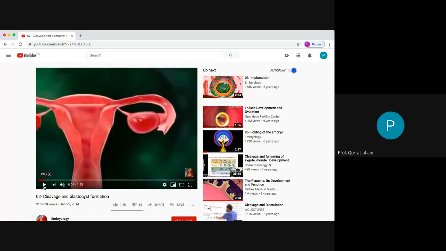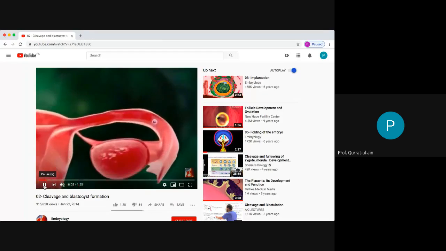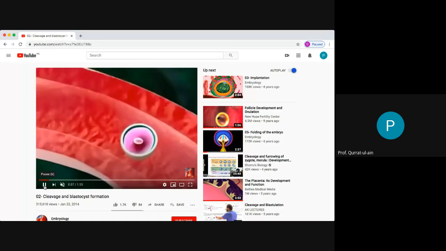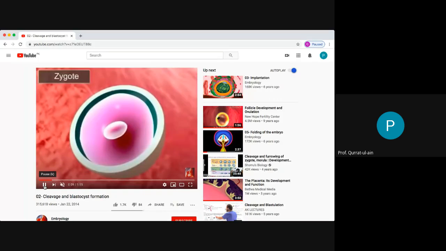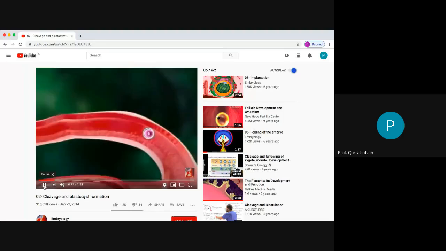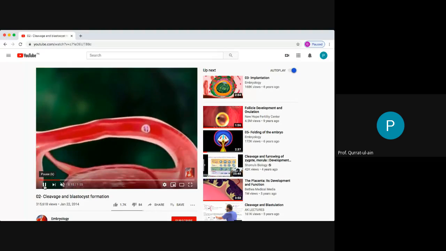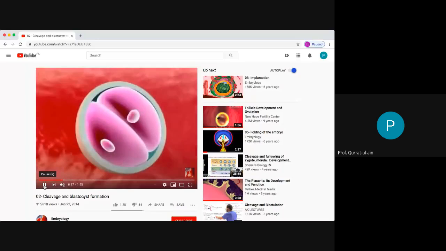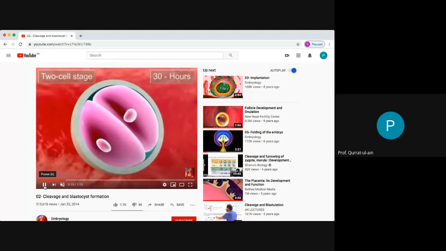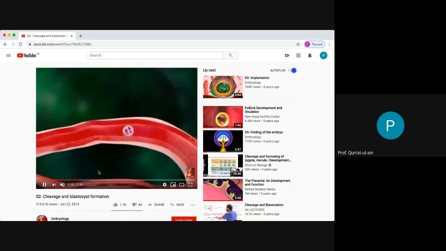And now let's see what happens to this zygote. A closer look: this is a zygote, 46 chromosomes, and the cleavage process starts, and it is going to change into two cells. This is the two-cell stage, within 30 hours. Each cell is known as a blastomere, and the thick zone outside is the zona pellucida.